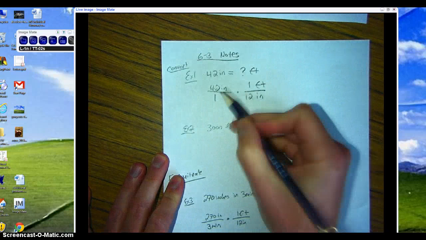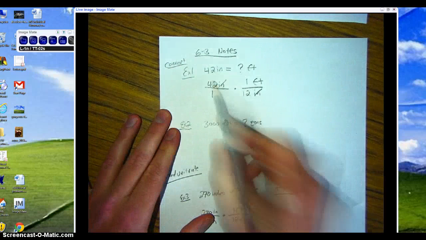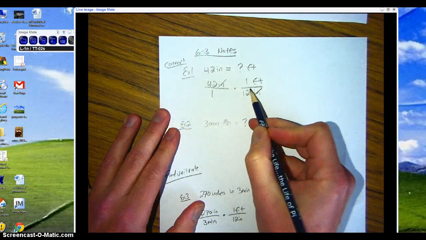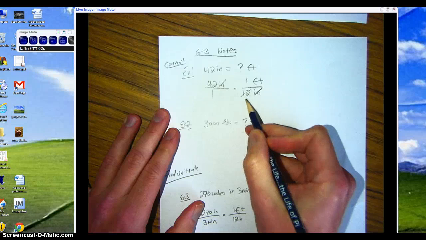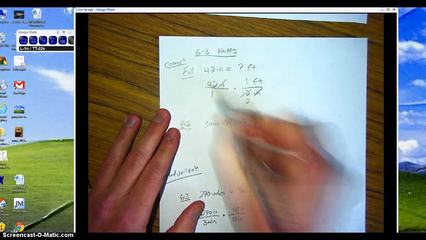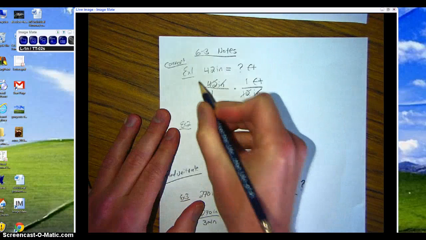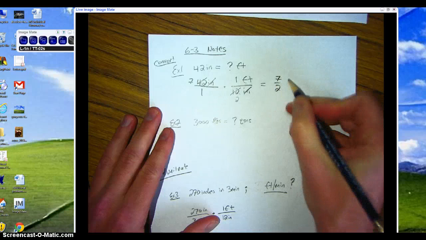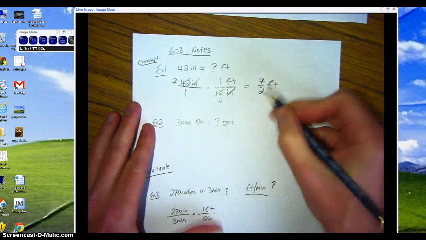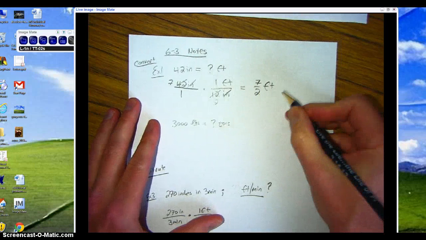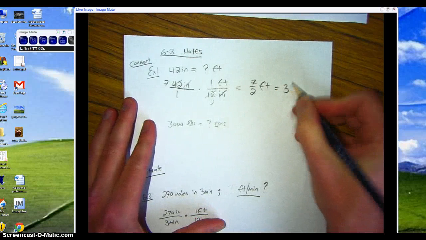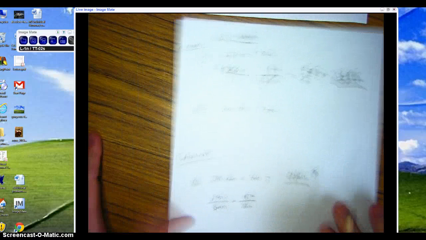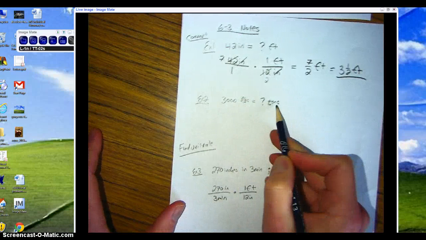Well, now if I just cancel the inches and do the actual division here, or simplification really, 12 and 42 are both divisible by 6, so that's going to be 6 into 12 is twice. 6 into 42 is what? 7 times. So then if I multiply it out, I get 7 over 2 feet. Well, if you just make that into a mixed number, 2 goes into 7 3 times, so it is 3 1/2 feet. And you're done. Piece of cake.